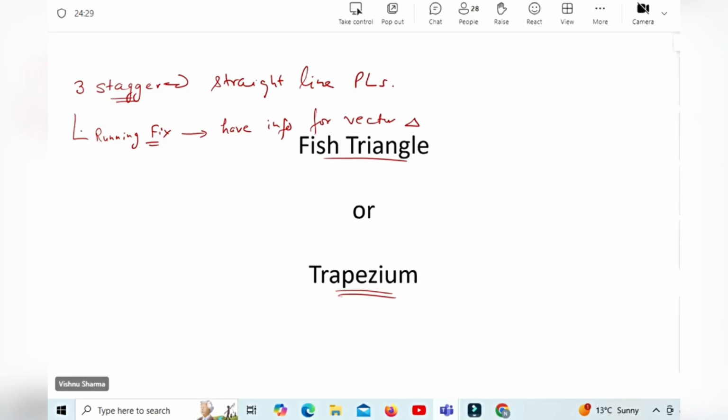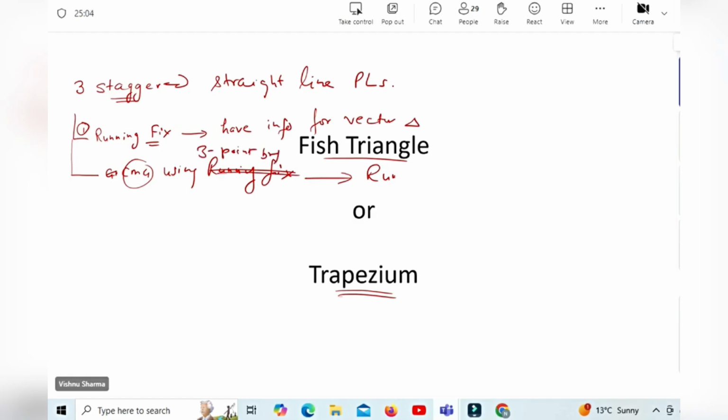Yes or no, guys? Yes, sir. If you run short of information, then you'll try to supplement by getting the CMG using running fix, and then shift over to using 3-point bearing, and then you will shift over to running fix. You've already done this, right, guys?